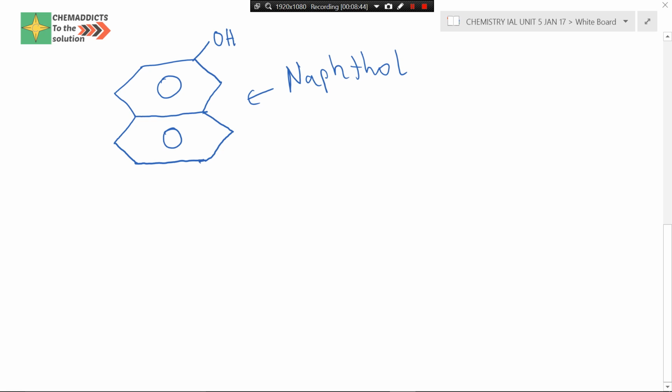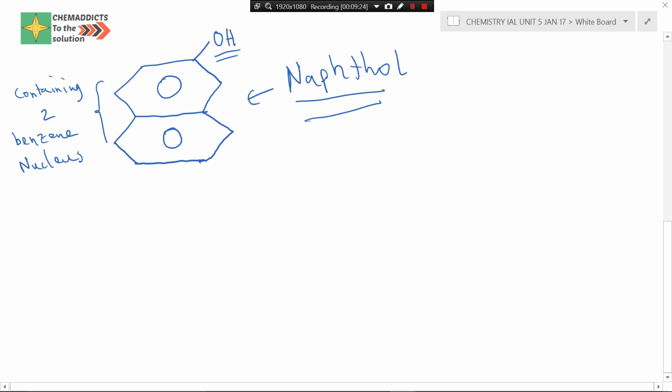In here naphthol has two benzene rings. A compound containing two benzene rings is called naphthol, with a hydroxyl group directly attached to the ring. So containing two rings, two benzene nuclei. A phenol containing two benzene nuclei is called naphthol.